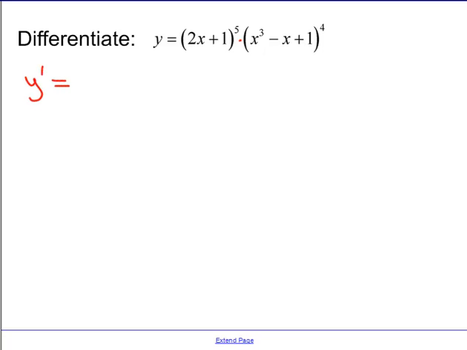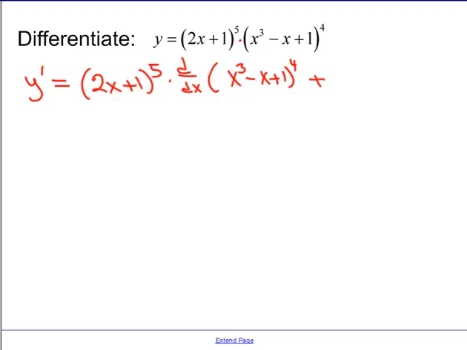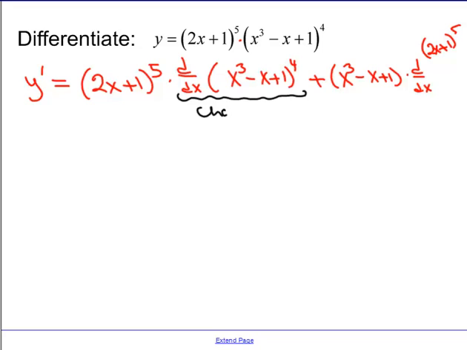So the product rule tells us that we have first function times the derivative of the second function plus the second function times the derivative of the first function. Now, when do you have to use a chain rule? We will have to use a chain rule over here because we have a composition of two functions, and we will have to use a chain rule over here.